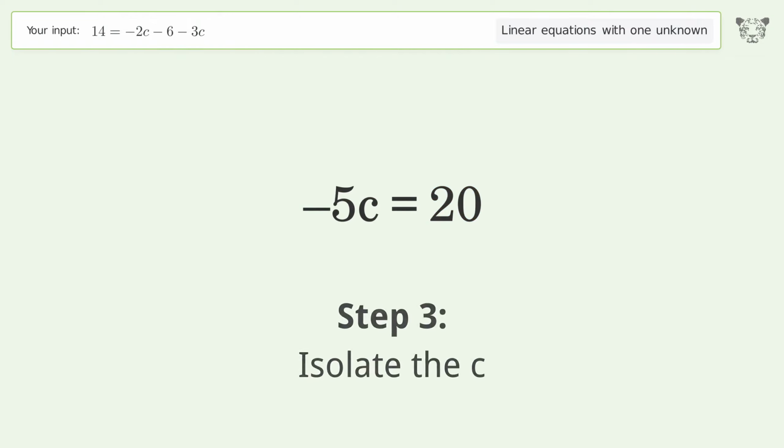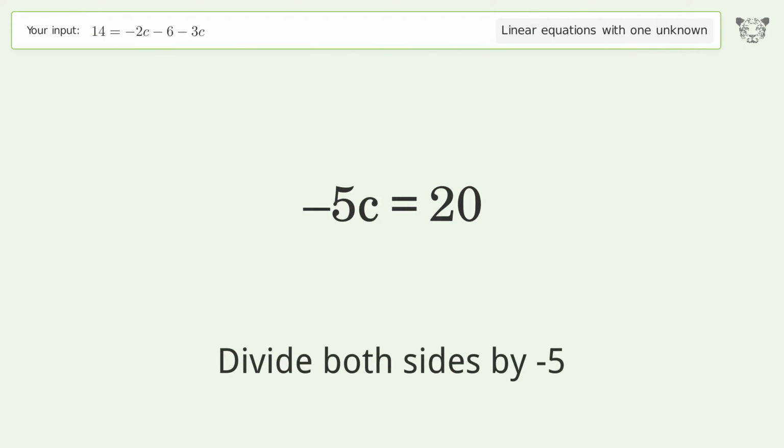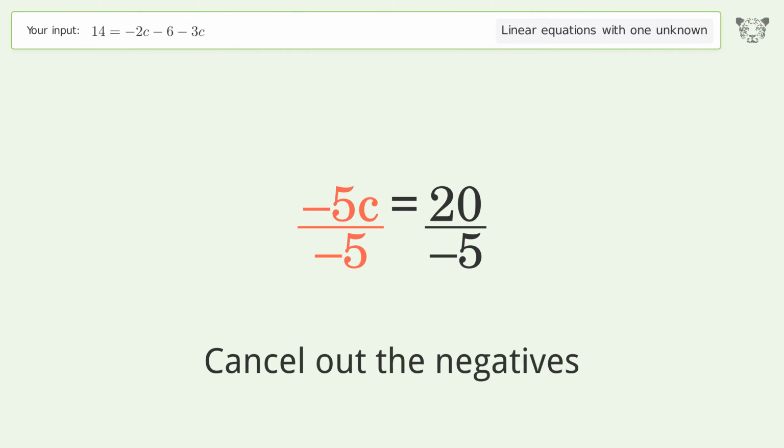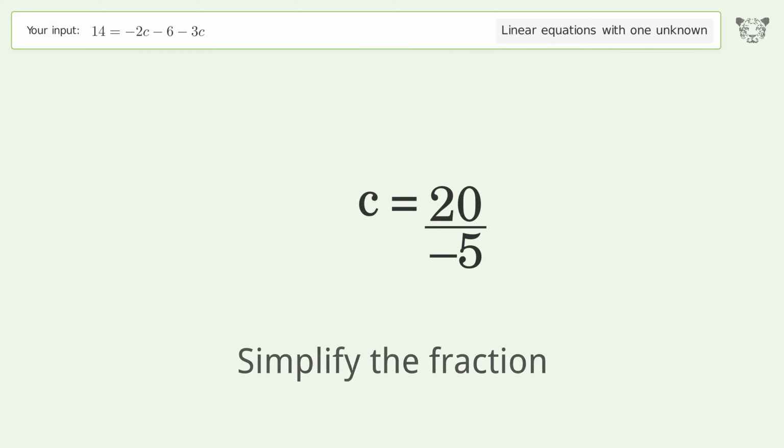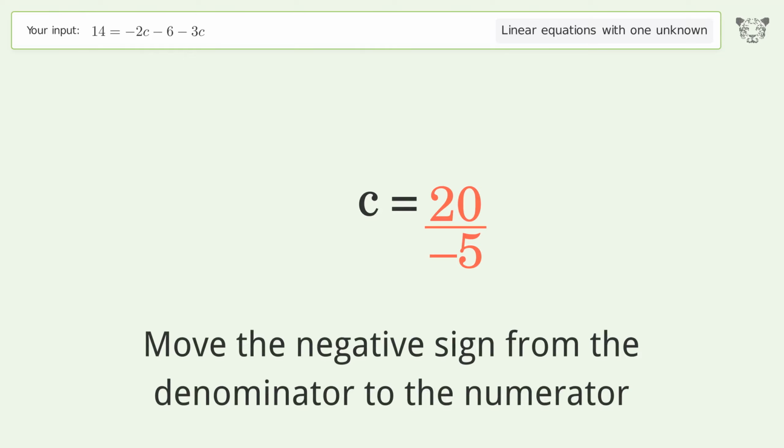Isolate the c. Divide both sides by -5. Cancel out the negatives. Simplify the fraction. Move the negative sign from the denominator to the numerator.